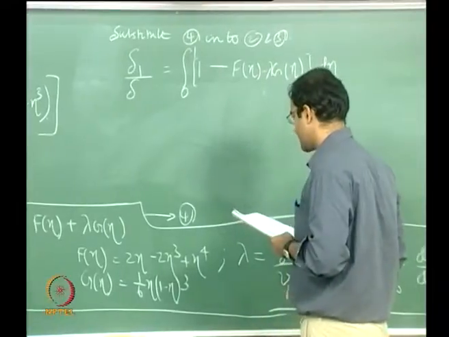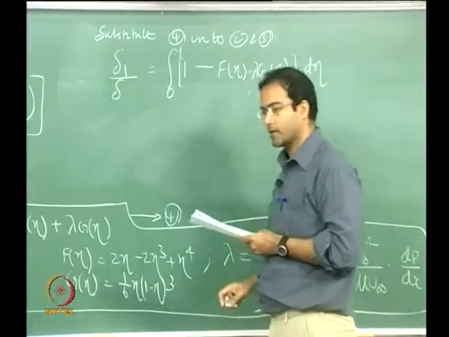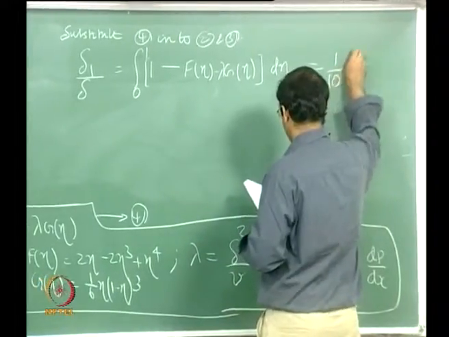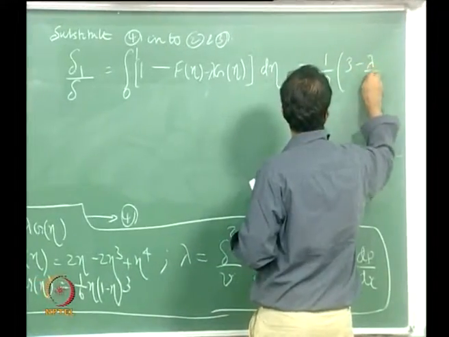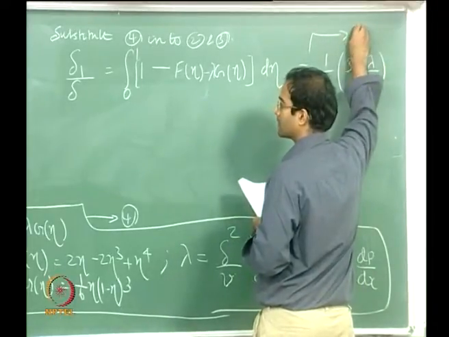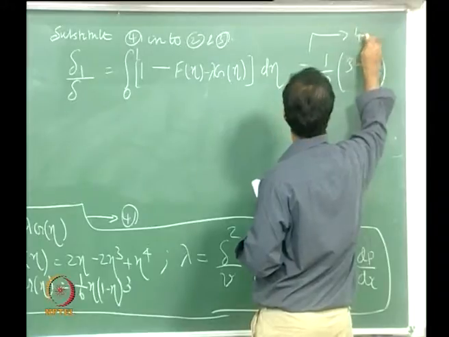Okay, now if you substitute this profile and you integrate it out, you will find that this comes out to be 1 by 10 into 3 minus lambda by 12. Okay, let us call this number 4. Okay, this is number 5.